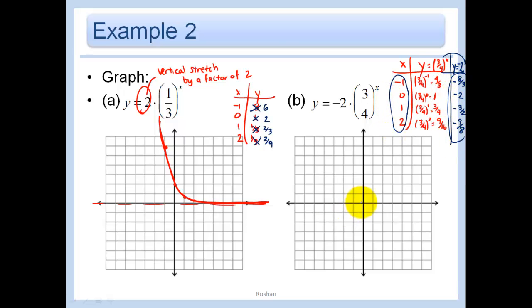So we have -1, that's -2 2/3. I have 0, -2. I have 1, -1.5. And I have 2, -1.1. Again, my horizontal asymptote has not moved in this one. I have not shifted anything up or down at all. So my graph is just going to look something like that.